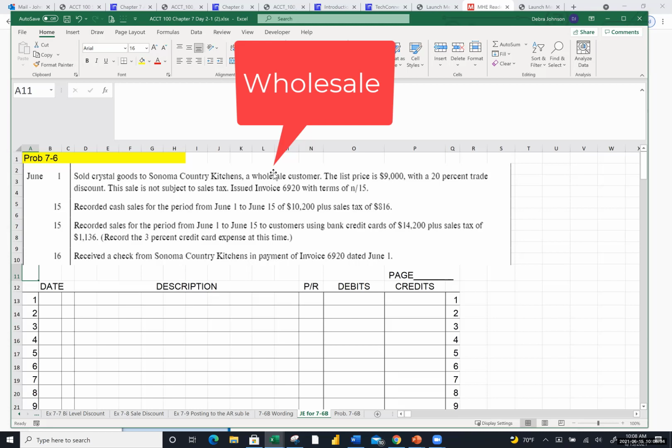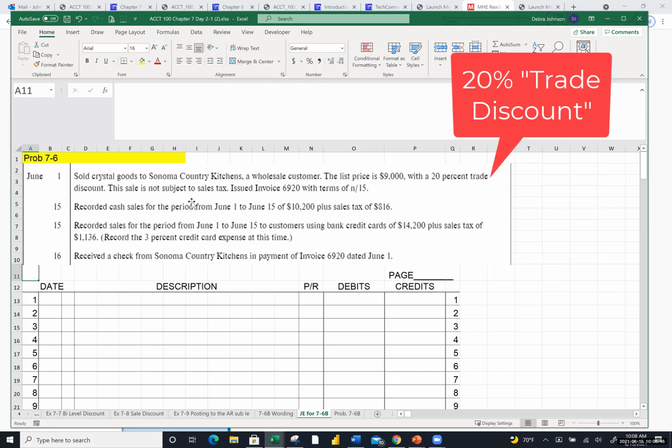There may be trade discounts. So let's keep reading. It says the list price is $9,000. That's what you and I would pay, but they give a 20% trade discount. The sale is not subject to sales tax. They issued an invoice with terms of N15.